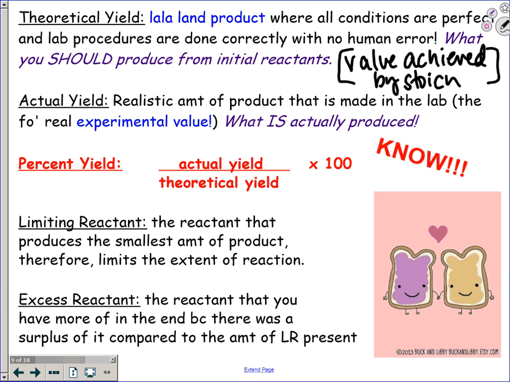Now, we're not going to get up in the middle of class right now and go do a lab real fast just so we can do a problem with this. So how would I probably give you in a problem the actual yield? Any takers?